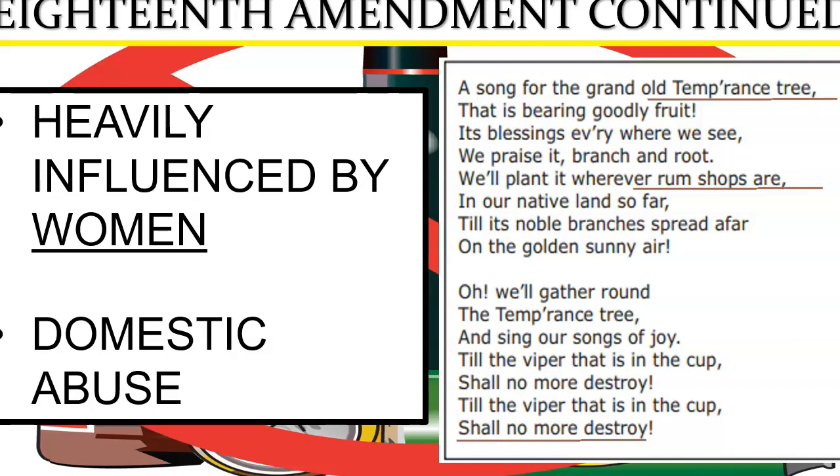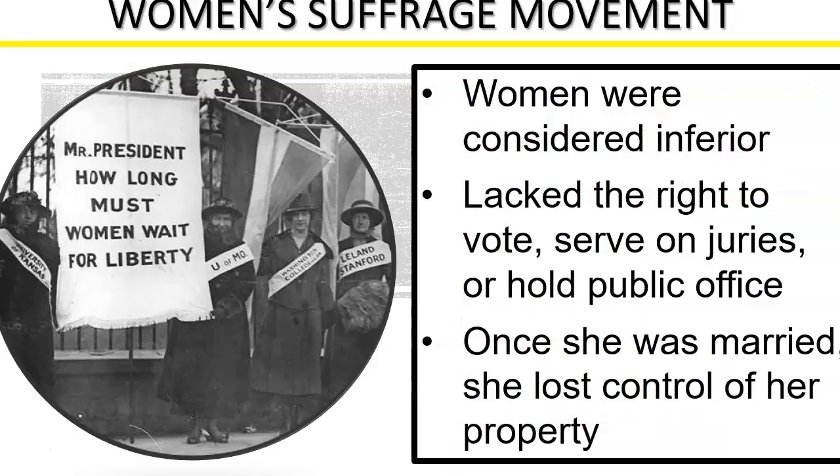Again, we'll look at it more during the Roaring Twenties. The women's suffrage movement sought to gain the right to vote. Women were considered second-class citizens. They lacked the right to vote, could not serve on juries, or hold public office. Once married, women lost control of their property.